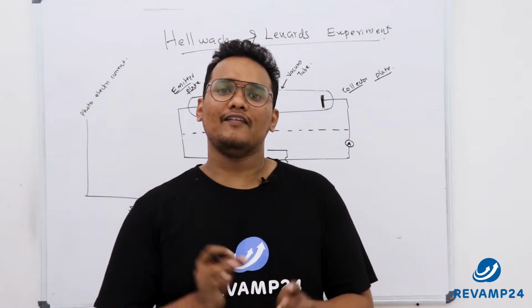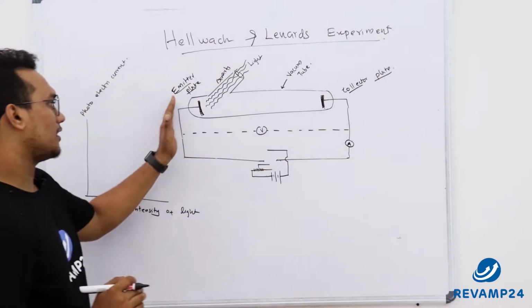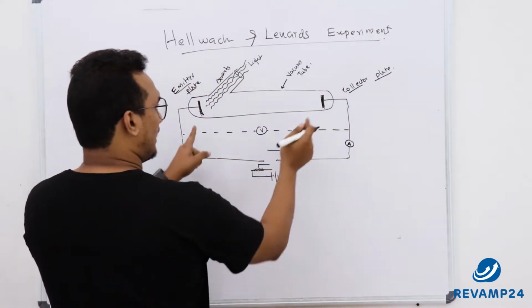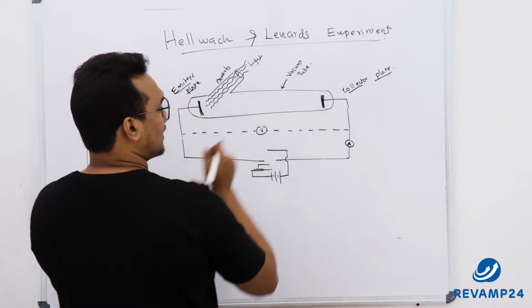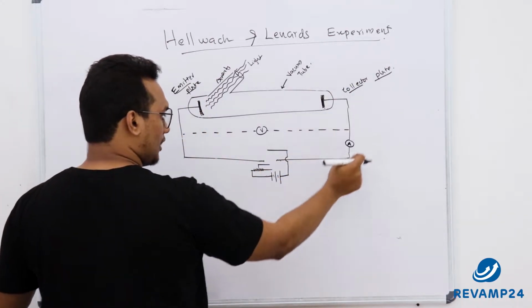In this video, I will explain Hallwachs and Lenard's experiment. This is the experimental setup. We have a glass tube, and to either end of the glass tube I have attached a metallic plate, and these metallic plates are connected to a power source.